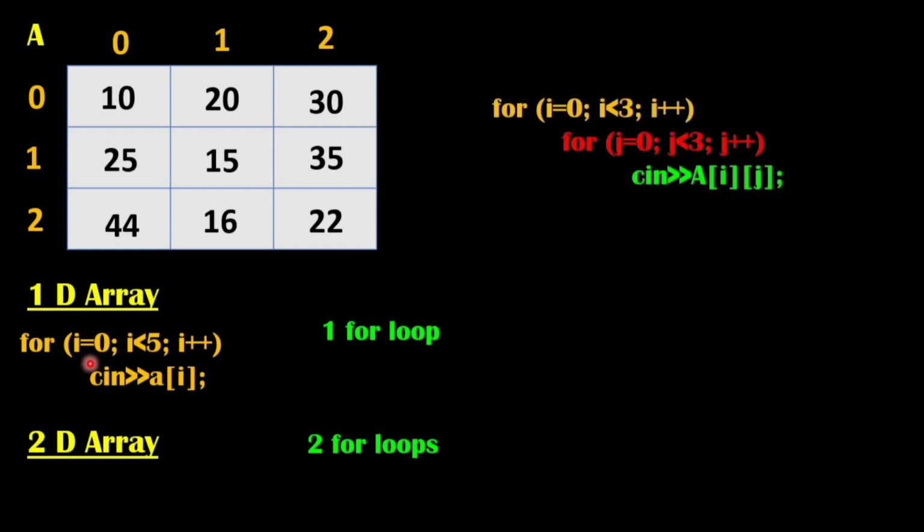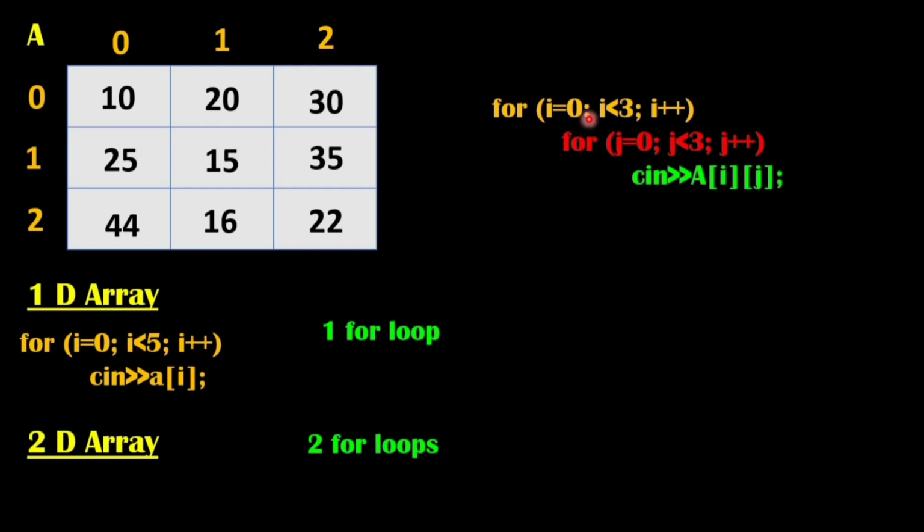Let's see the code now. For i = 0, i < 3, i++. For j = 0, j < 3, j++, cin >> a[i][j]. So we have two loops, one loop inside another loop. The first loop represents the rows, i = 0 to i = 2: 0, 1, 2. The second loop represents the columns 0, 1, 2.